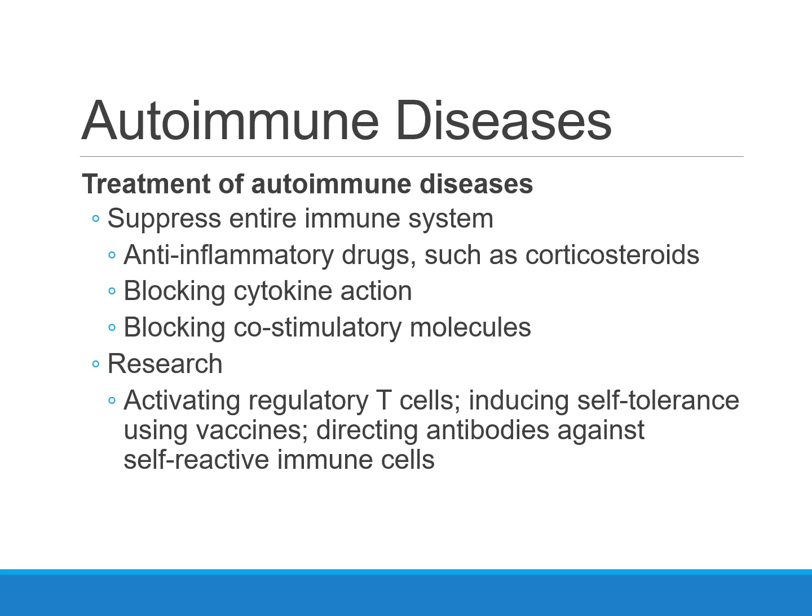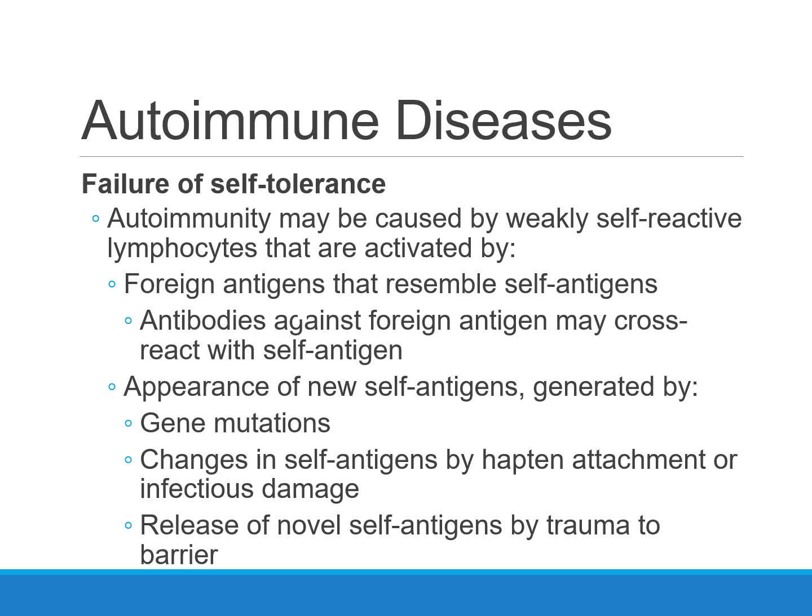How do we treat autoimmune diseases? We suppress the entire immune system. Anti-inflammatory drugs like corticosteroids help a lot. Those help to block the cytokine action and they help to block the co-stimulatory molecules. There is lots of research in autoimmune diseases looking at things like activating regulatory T cells or inducing self-tolerance using vaccines, directing antibodies against the self-reactive cells. So research continues in that area.